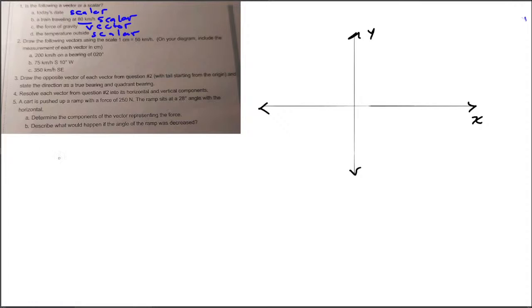So we want to do 200 kilometers per hour, and we want it to be at 20 degrees. Now, usually when you're talking about this kind of thing, it's a compass bearing, where north is 0, and it goes in that direction.